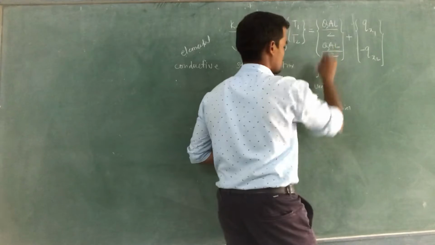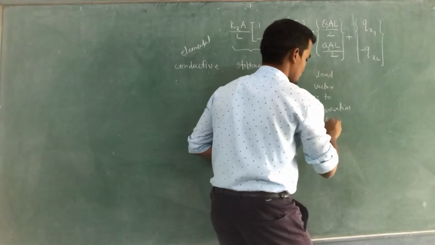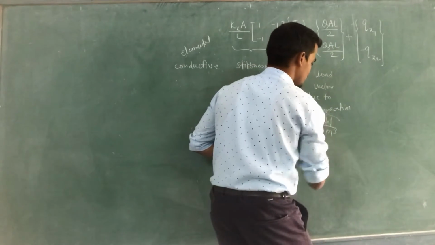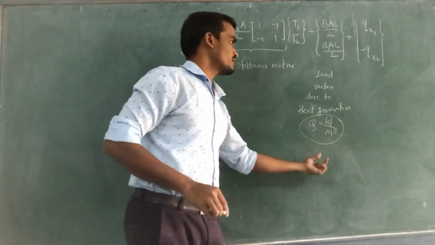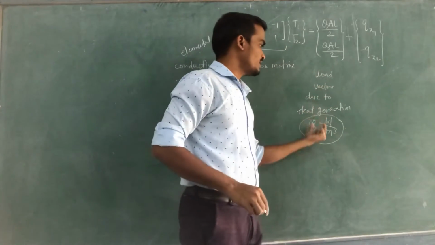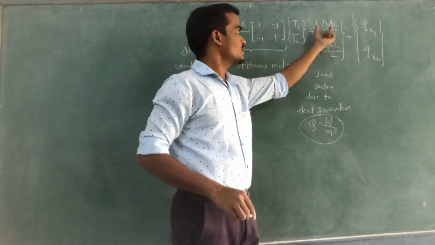Due to heat generation, because this Q is what? In watt per meter cube. This is the heat generation rate given in watt per meter cube. So this is your load vector due to heat generation rate.